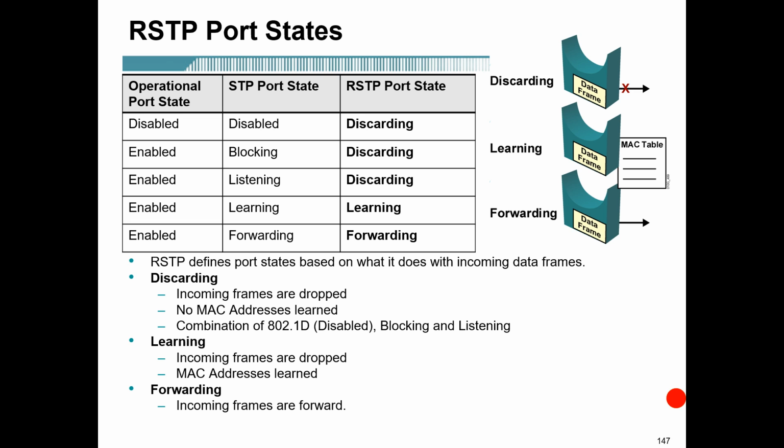This state is seen only in a stable active topology. The forwarding switch port determines the topology. Following a topology change or during synchronization, the forwarding of data frames occurs only after the proposal and agreement process.